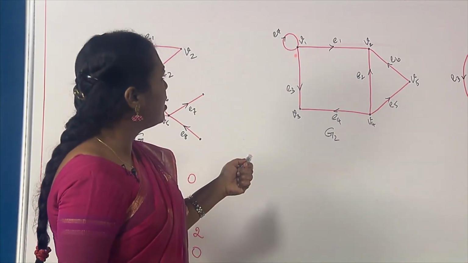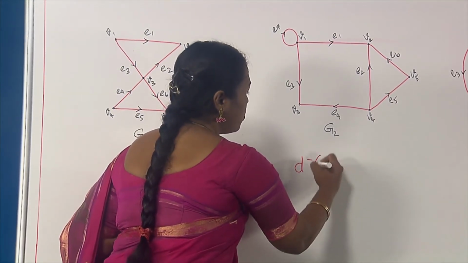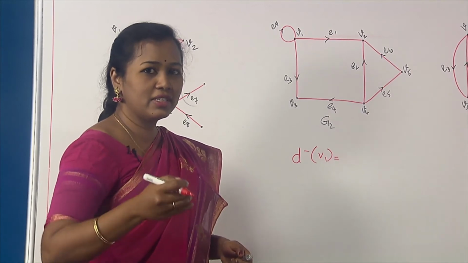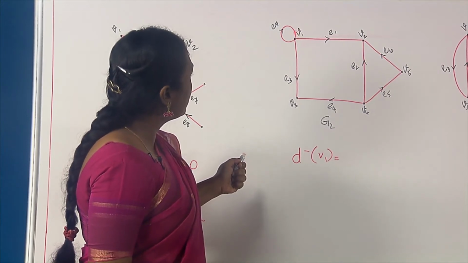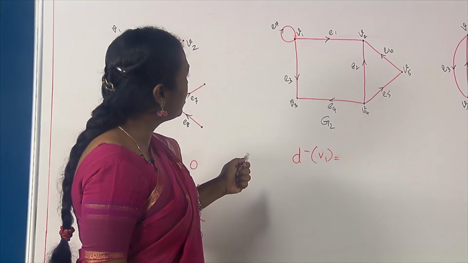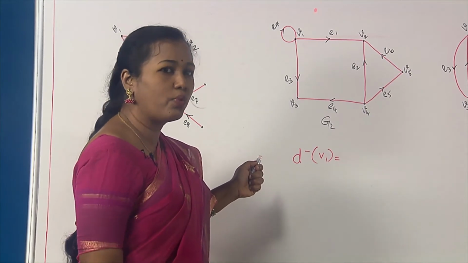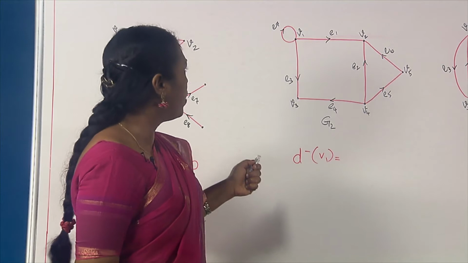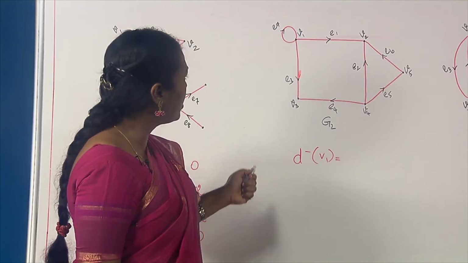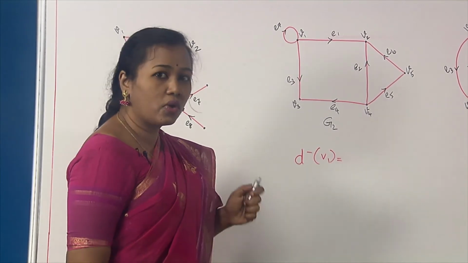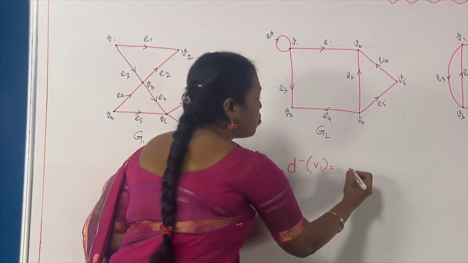Let us calculate the in degree and the out degree of this vertex V1. In degree is the number of edges going inside. Here there is only one edge going inside V1. When an edge is looping inside itself, the in degree count goes up by 1 and the out degree count also goes up by 1. So for V1, how many edges are going inside V1? Clearly E1 is not going inside V1 and E3 is also not going inside V1. So the only edge that goes inside V1 is E7. Therefore, the in degree of V1 is 1.